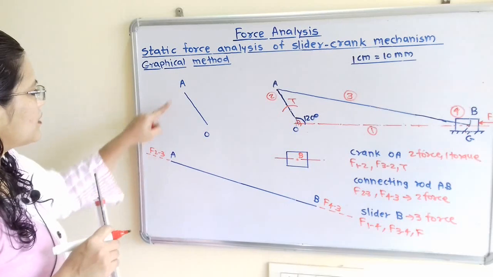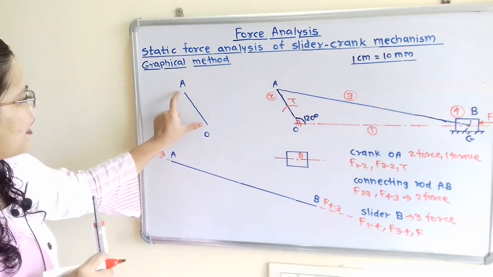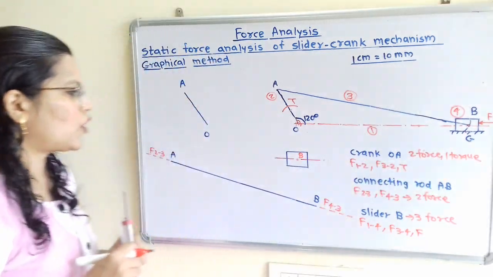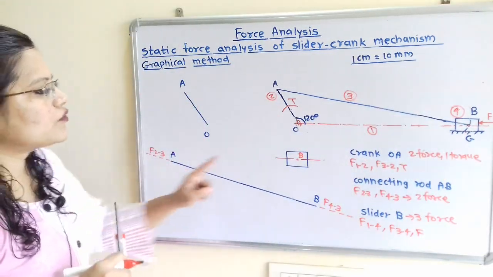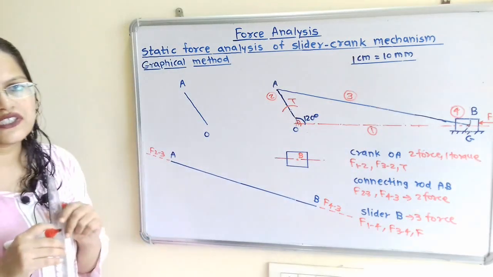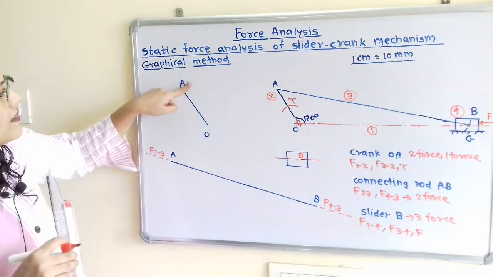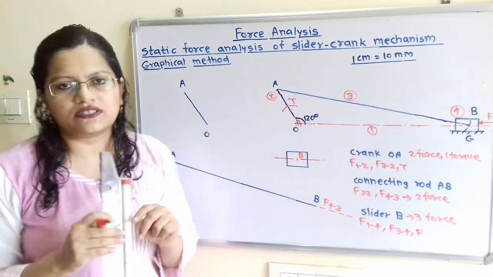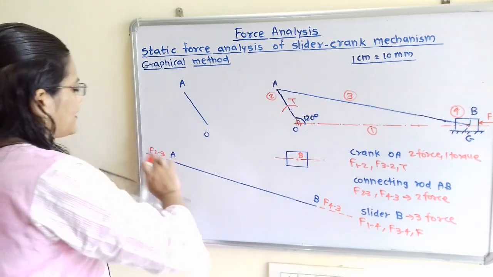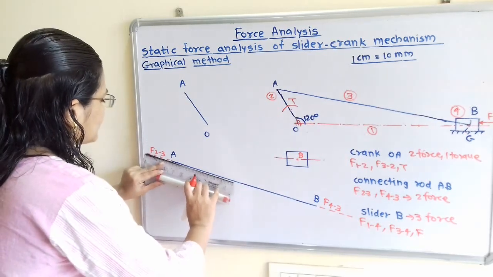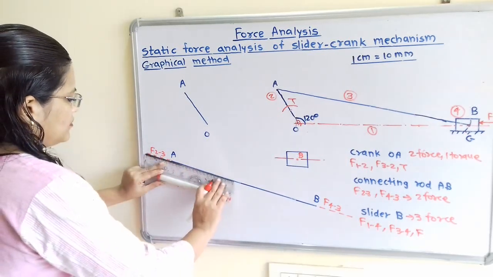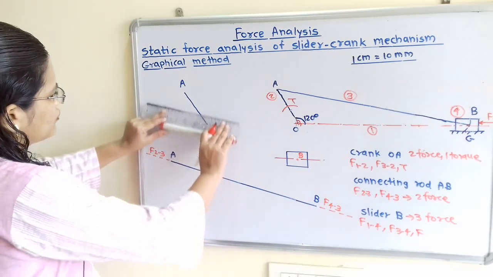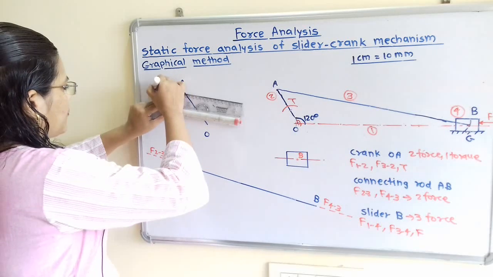Now if we observe, here is crank OA. So this crank OA is a 2 force and 1 torque member. So for this 2 force and 1 torque member, what is the rule? The rule is that the lines of action of forces are parallel to each other. So now through this point A, I will show the same line of action of force, that means a line parallel to this line of action of force and passing through this point A.